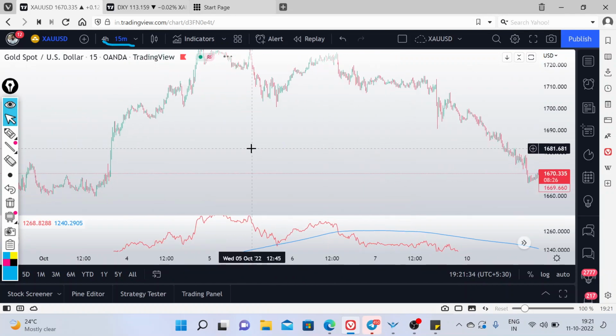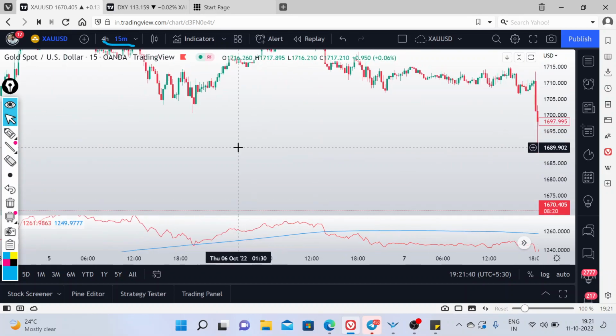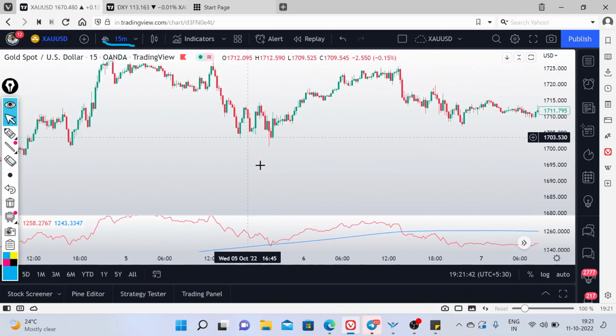Now I will explain how you can avoid the false signals and where you have to exit from the trade. Like at this time, we have a sell crossover, but in the next candle we have a buy crossover. You can see from here that this red line tried to cross from upside to downside, but reversed from here.